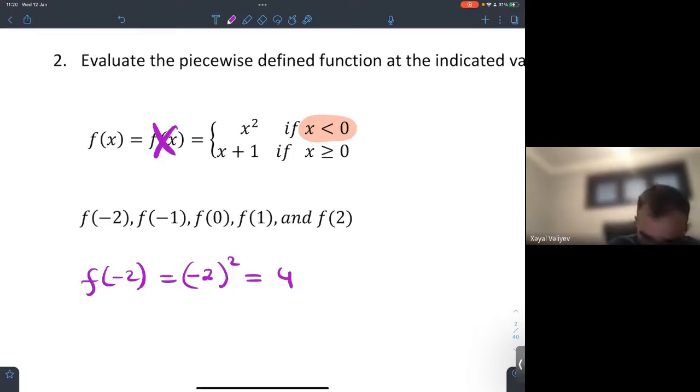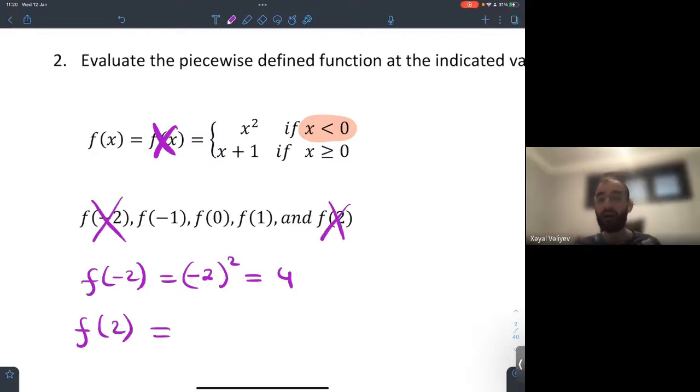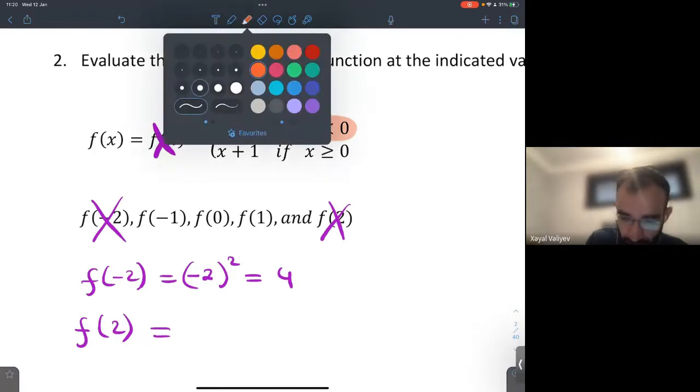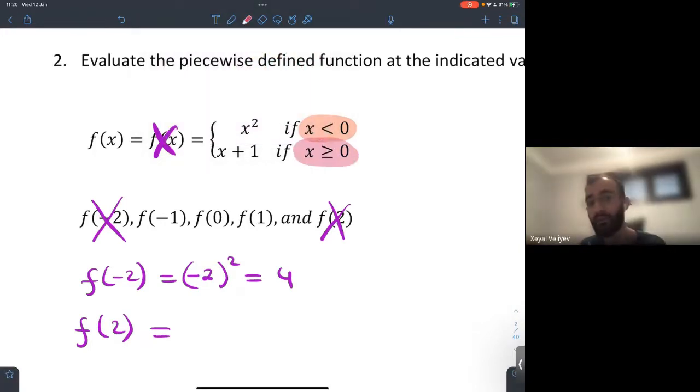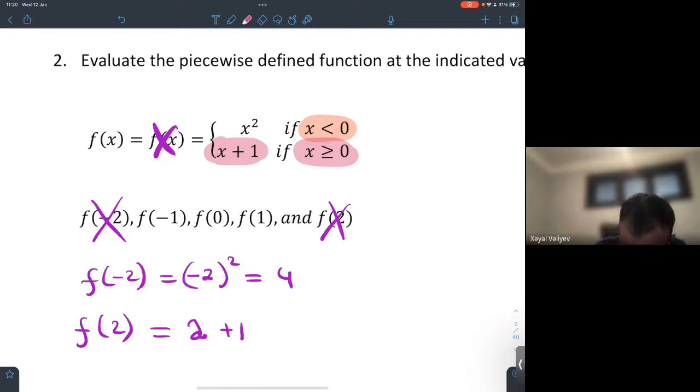If I want to find out f of 2, I cannot go with the x squared because this x squared works for the negative numbers. I need to go down and check the second part, which says whenever x is greater than or equal to 0, which is the case for 2. I take this 2 and write it instead of x in x plus 1. Then 2 plus 1, I get 3.